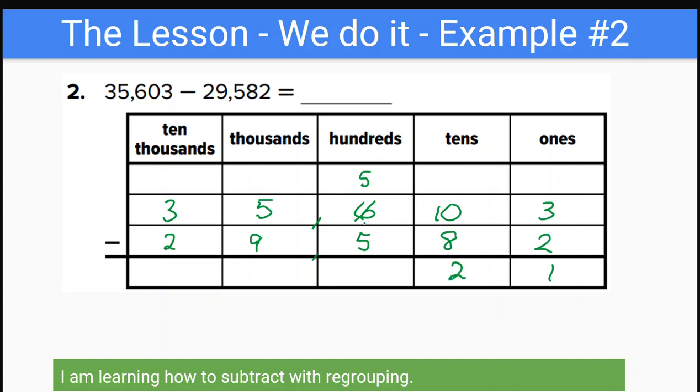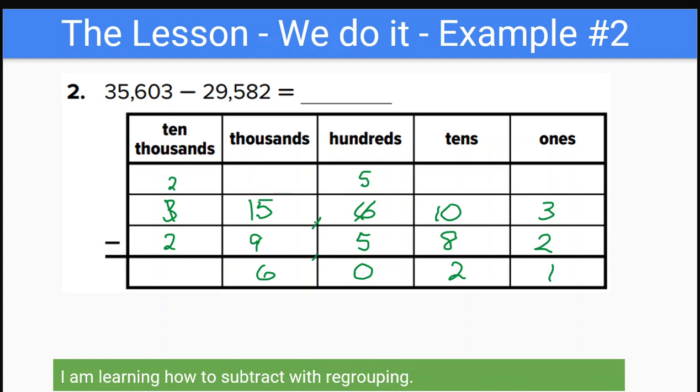How about 5 take away 5? How much is that? Right, that's 0. Okay, how about 5 take away 9? Can you do that? No, if I had 5 bananas, you couldn't take 9 away from me. So I'm going to come over here. I'm going to borrow, okay, or regroup. I'm going to take that 1 and I'm going to put it over here, okay? And this becomes 15 take away 9, and that's 6. And 2 take away 2 is nothing.